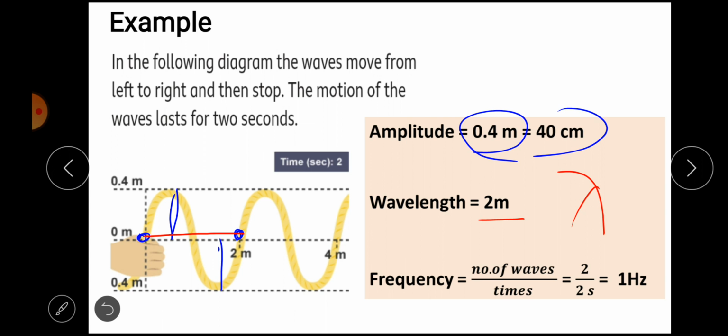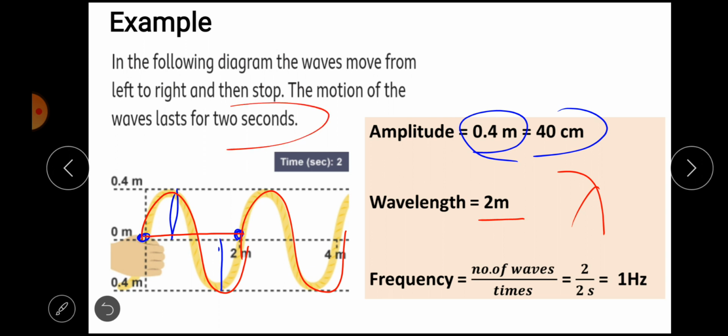And then frequency. What is frequency? We said frequency is the number of waves passing a point every second. So this gives us a general formula to find frequency. When we want to calculate frequency, we are going to say the number of waves over time. So how many waves were formed here? So we have 1, 2. So 2 waves form in how many seconds?